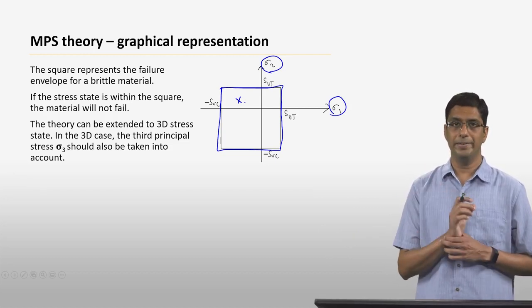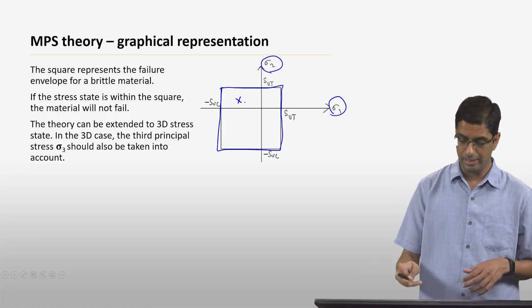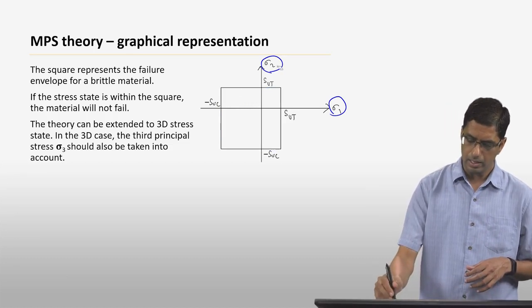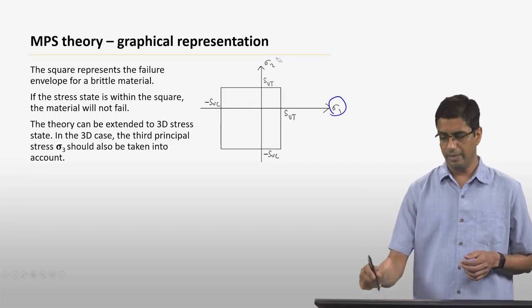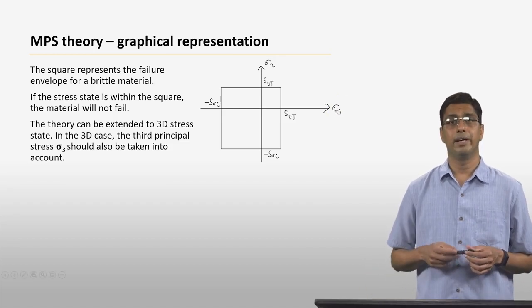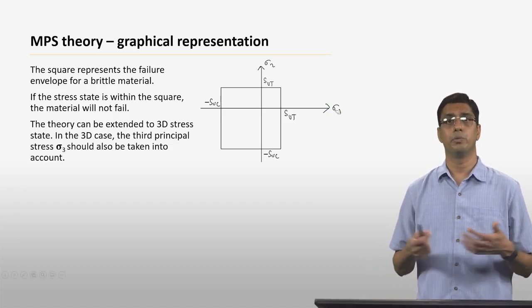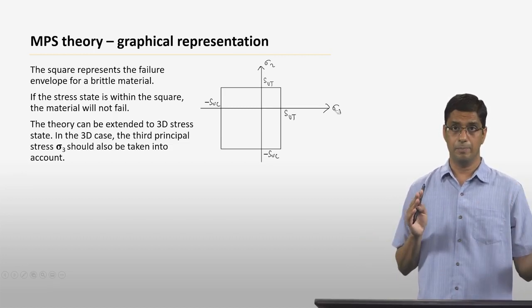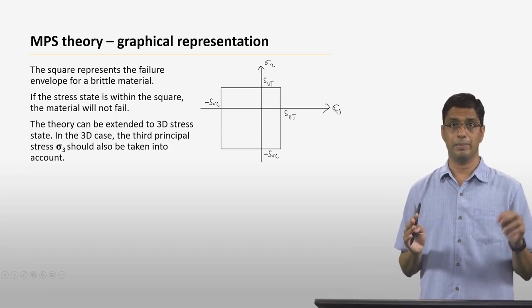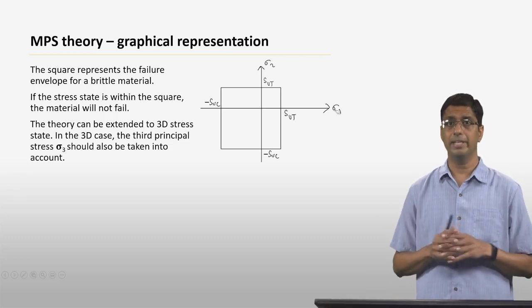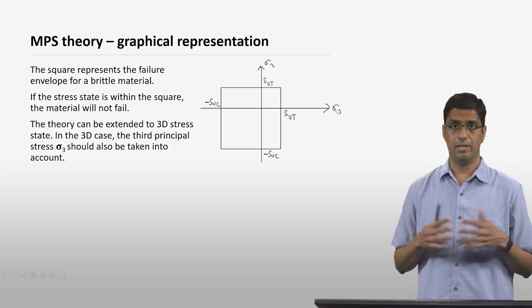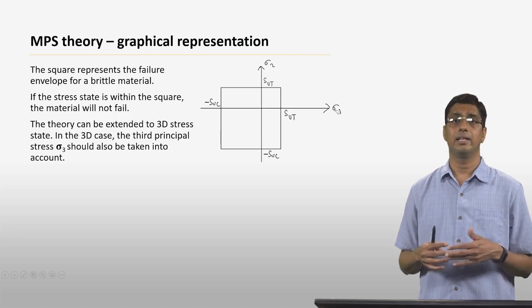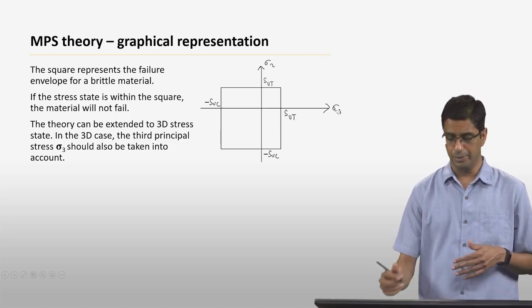And why do you have this graph? The reason is quite simple. If you think of a case where sigma 1 and sigma 2 are both positive, again, we are not ordering them as principal stress number 1 and number 2. These are just the two principal stresses. If the principal stresses are sigma 1 and sigma 2, and they are both less than SUT, this value.